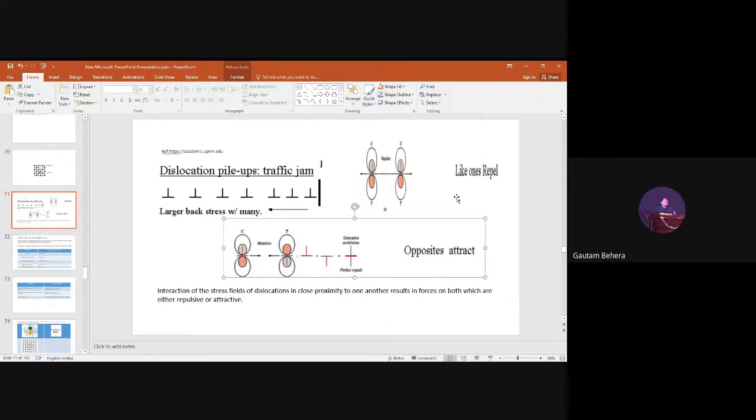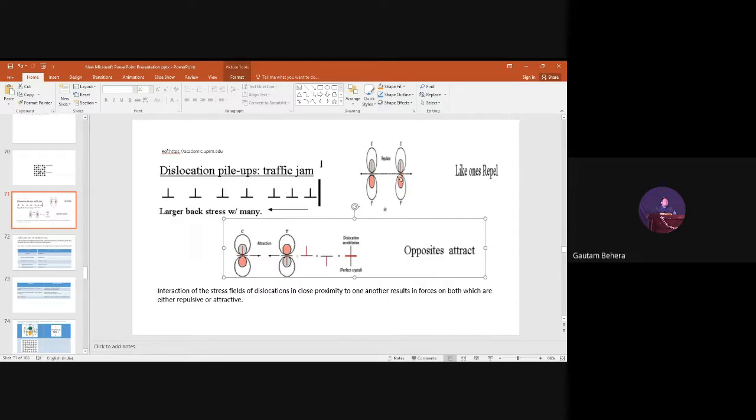Why do like dislocations repel? It is the back stress. Okay fine, but why back stress? They are on the same plane, both of them above the slip plane. So why will back stress be there? That is the question. Back stress means repelling. The gap between the dislocations is more and more because there is a back stress acting because of pile up. Do you see any pile up here? Do you see any obstacles here? Just look at the figure carefully, you will get the answer.